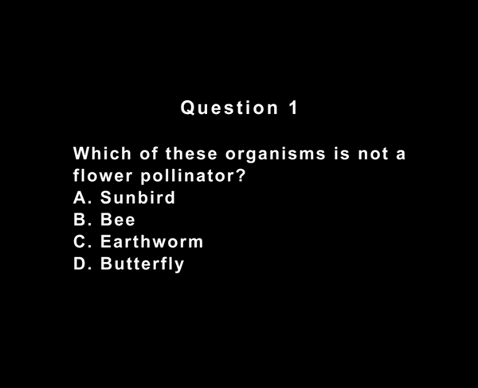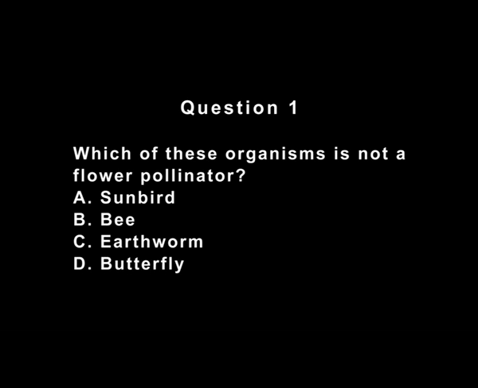We know that we have agents of pollination. One of them is animal. The second one is wind. Then we have man, and then we have water. But this time there are some names of animals here which help to pollinate flowers.